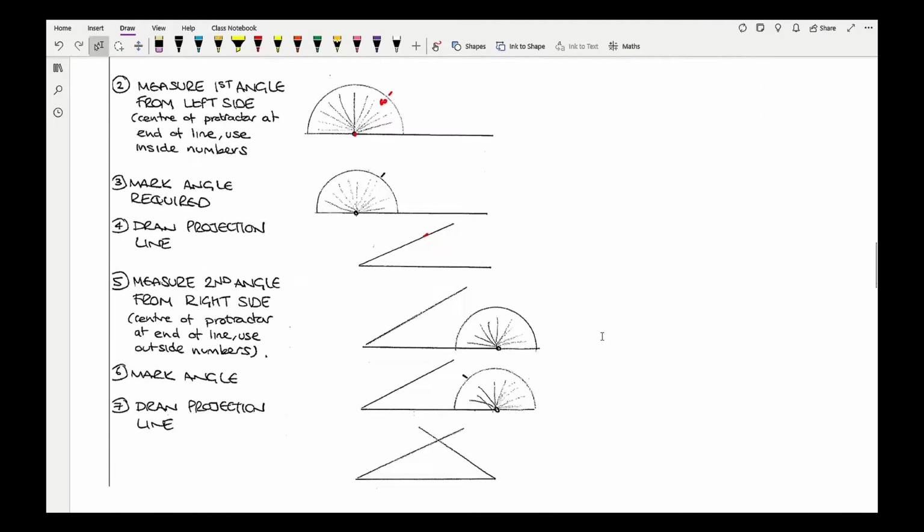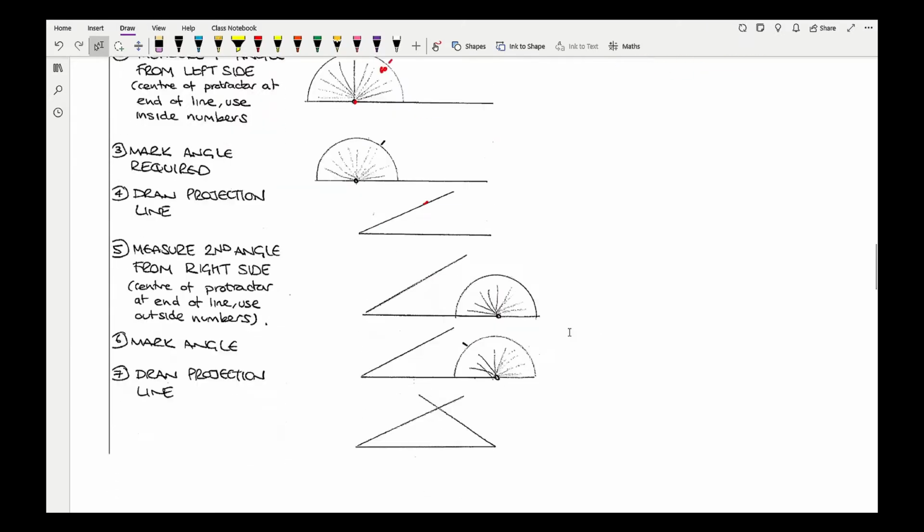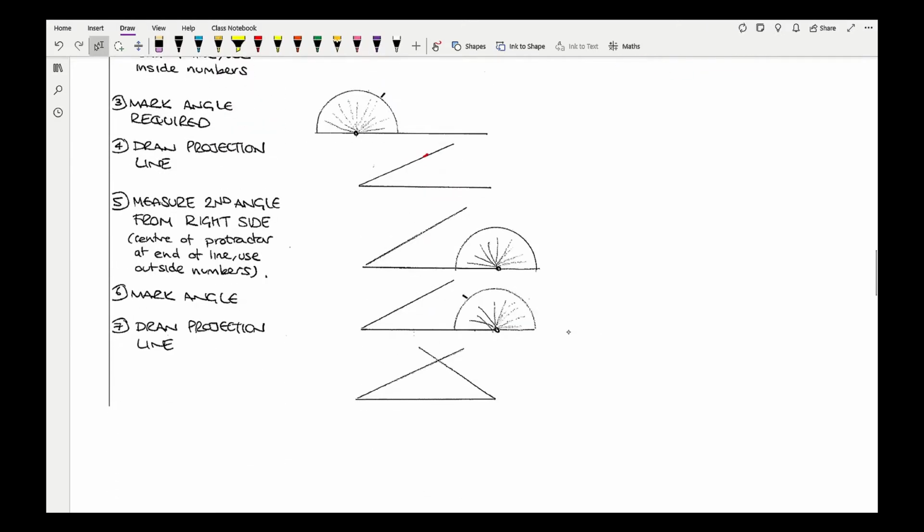You repeat the process on the other end, measuring the opposite angle. So in this case, I would measure 40 degrees. Over where 40 was, I'd put a little dash next to it and then draw a projection line through that point. So this angle here would be 60, this would be 40, and the length would be 6 centimeters. And there I've got my constructed triangle. Now the key thing to remember here is do not rub out any projection lines, which is really, really important.